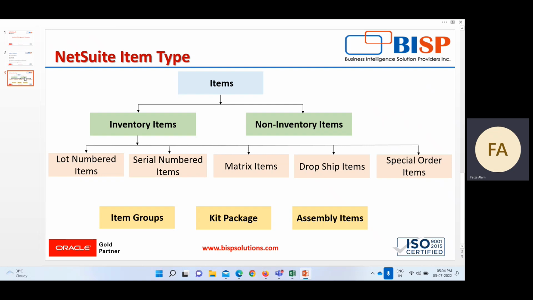Before that, we should know what items are. Items are the goods and services we sell to our customers, and they also include the parts and raw materials we purchase from vendors. The NetSuite inventory item record lets us track the quantities and value of inventory.